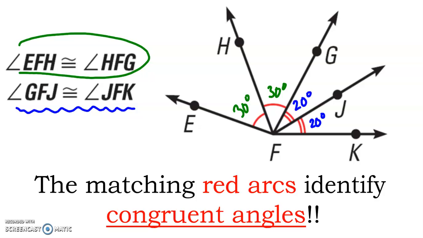Now, the number of tick marks does make a difference. So all 4 of these angles are not congruent. We just know that angle EFH and angle HFJ are congruent because they both have 1 tick mark, and we know that angle GFJ and angle JFK are congruent because they both have 2 tick marks. So the matching red arcs identify the congruent angles.